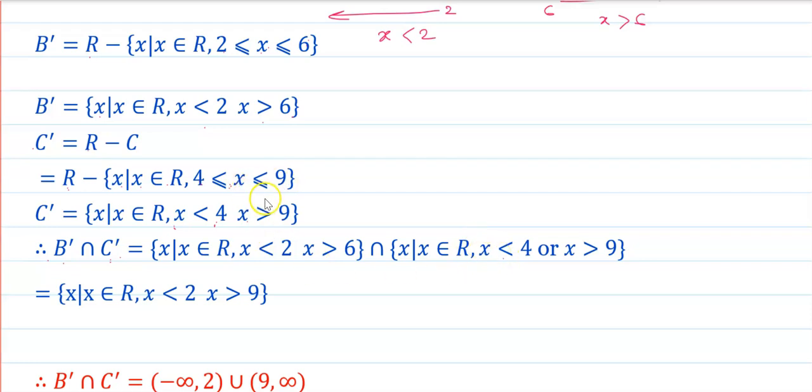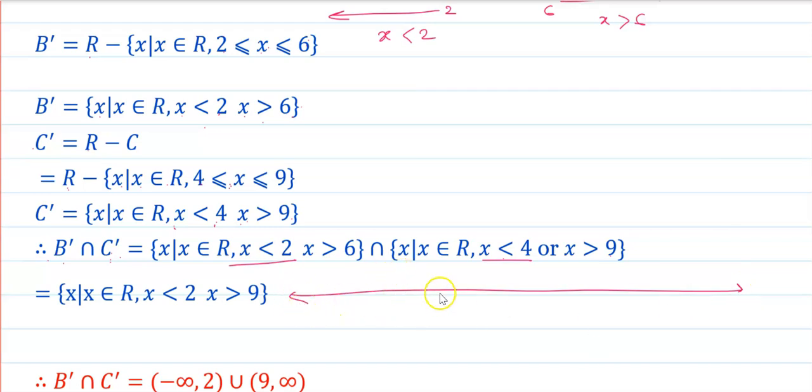These are the elements such that they are strictly greater than 9. Okay, this is the B complement. This is the C complement. What about the B complement? B complement कसा आहे? X is less than 2 and X is greater than 6. Okay, and overall here, first X is less than 2 and X is less than 4. Then we will take their intersection.